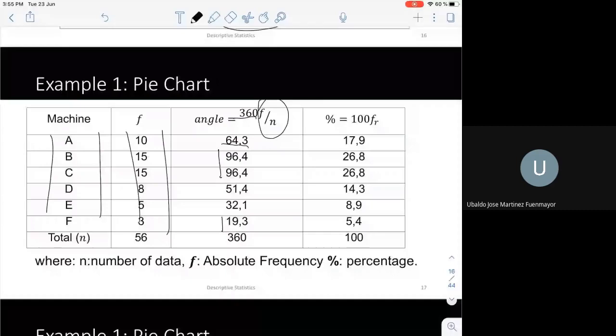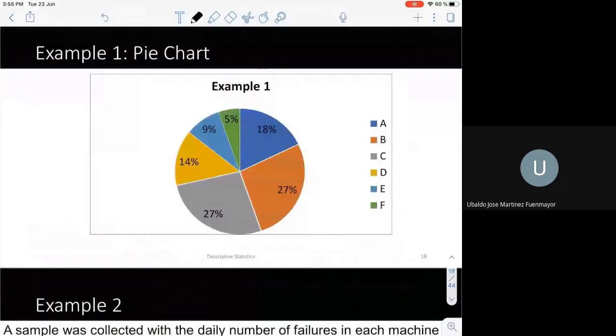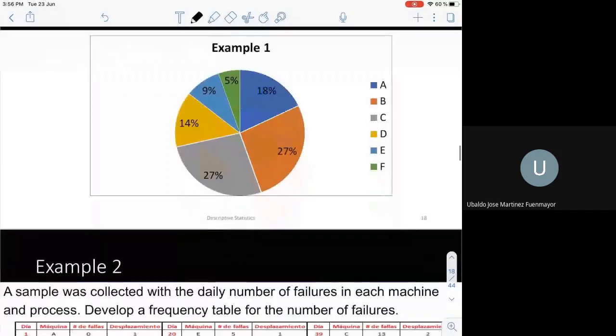So once you have computed those angles, you will be able to create the pie chart, which again represents the same information. It's only a different format, but it's the same idea that is expressed by the bar chart.